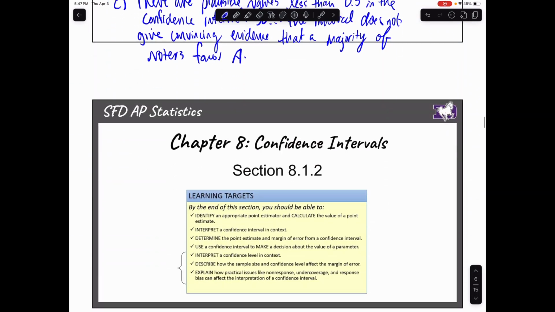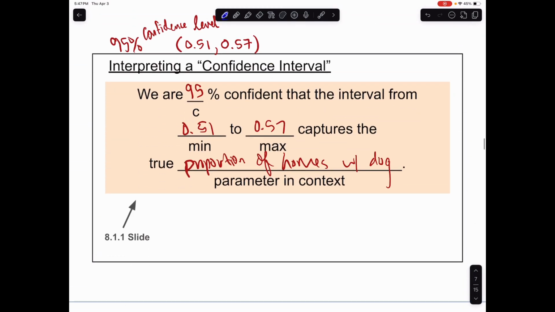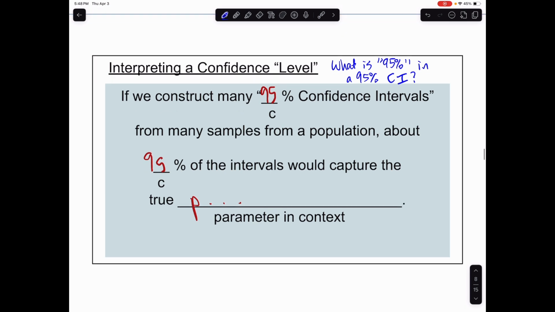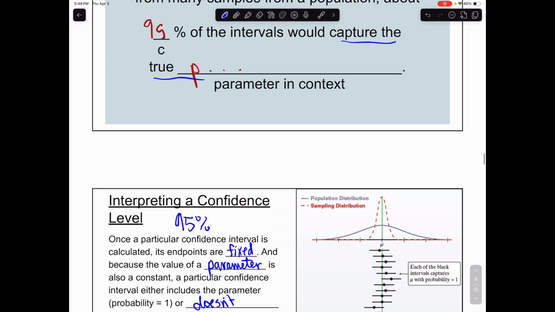We looked at some examples together, and then we talked about confidence level as well, which we also have a template for, right here. That's when it says like 95% confidence. What does that mean? Well, if we made a bunch of confidence intervals at 95%, we would expect 95% of those to capture the true P. And of course, you'd provide some context.